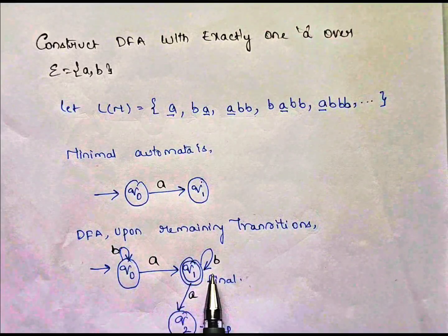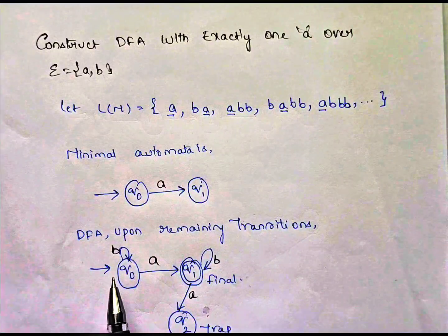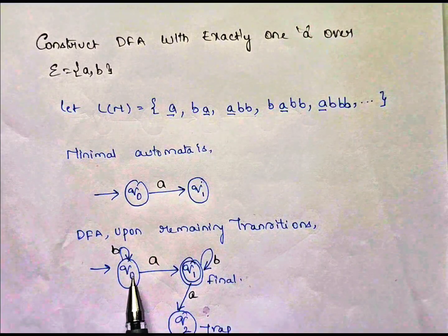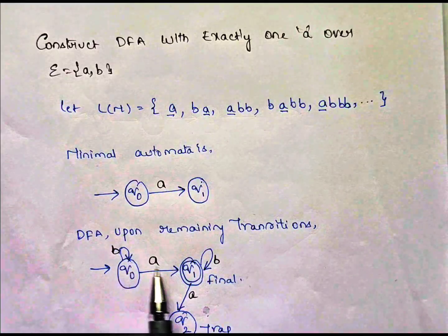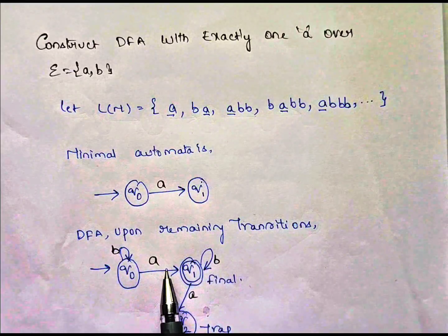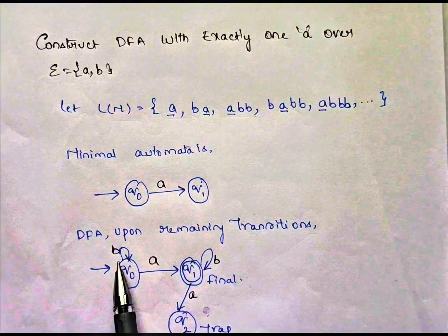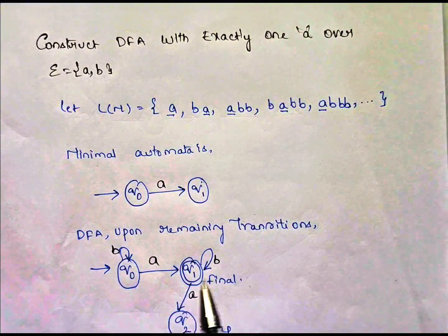So Q0 on A is already done. The remaining transition on state Q0 is the B transition. So Q0 on B can be connected to the same state, because from initial to final state, it should generate exactly one A. So before this A, we can have any number of B's.